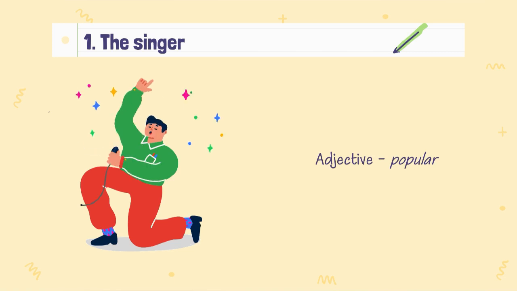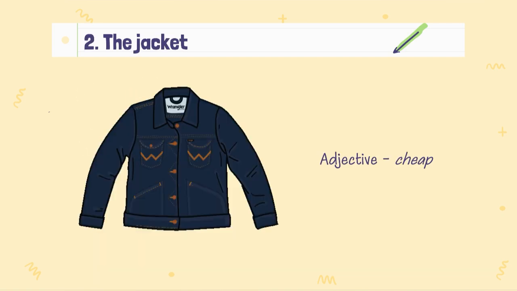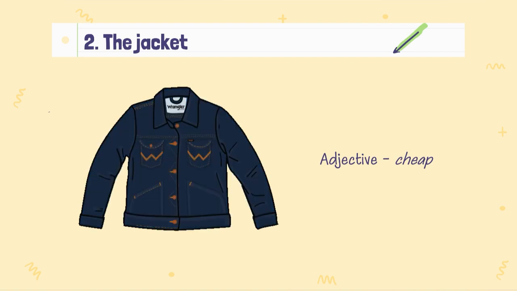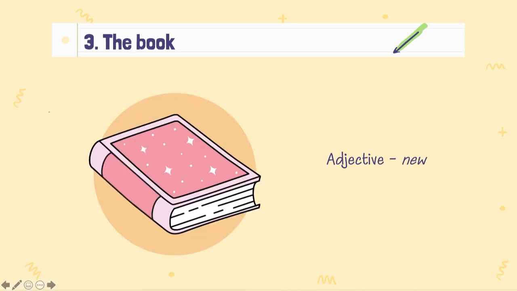Alright, so the first picture, the subject is the singer. Okay, the adjective is popular. Popular means terkenal. Alright, so you write the sentences. The second one is the jacket. The subject is the jacket. The adjective is cheap. Cheap means murah. Okay, cheap means murah.